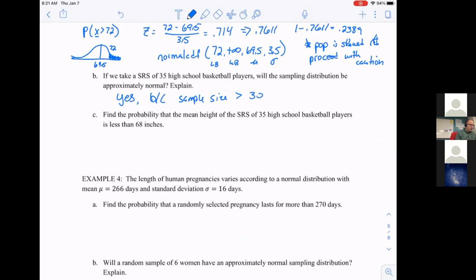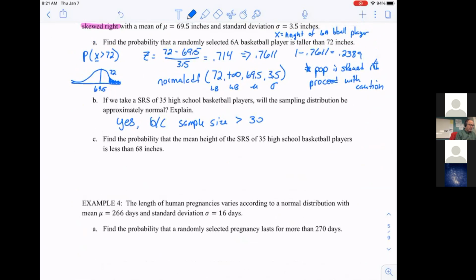All right. So we're ready to do another one. Find the probability that the mean height of the simple random sample of 35 high school players is less than 68. Oh, fine. Make me draw a new curve. So again, even though it's a sampling distribution now, I'm expecting the center of my sampling distribution to be the same as the center of my population. That part didn't change. However, on this particular problem, we're going left of 68.